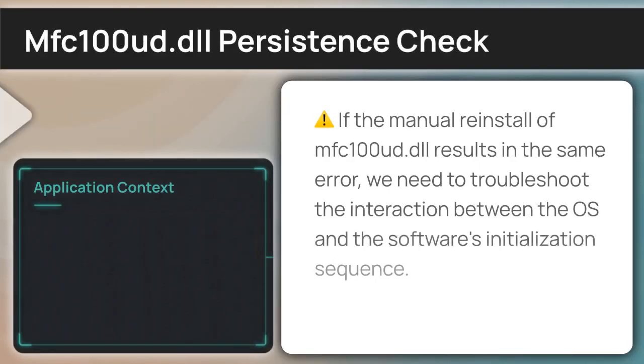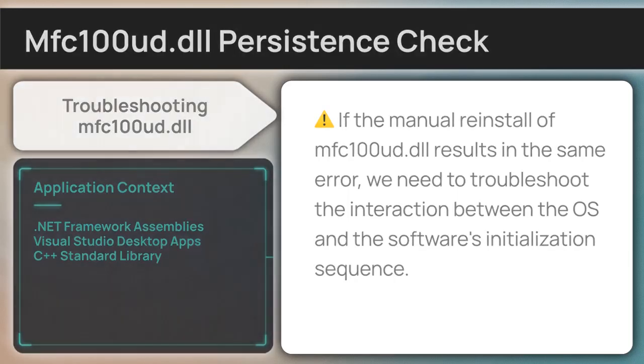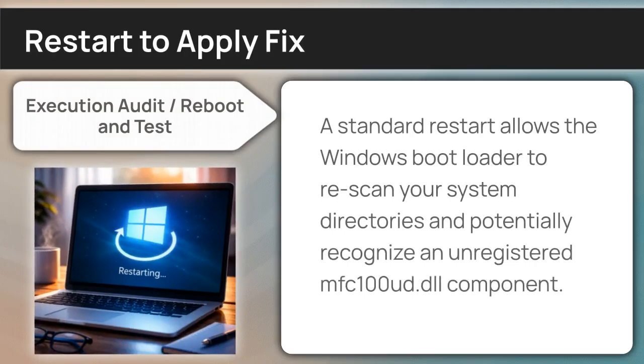Should the file remain missing after a reinstall, we need to ensure that the operating system is forced to re-index its shared library paths. A full system restart ensures that no background processes are currently locking the Microsoft Foundation Class 100 Unicode Debug Library file. A fresh boot allows Windows to reinitialize its library map from a clean state.